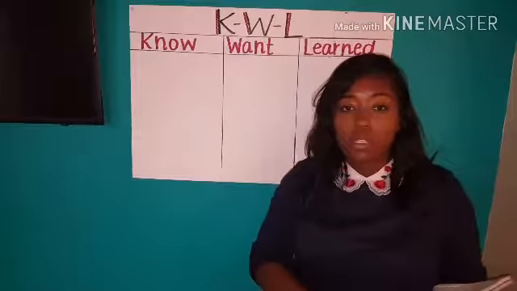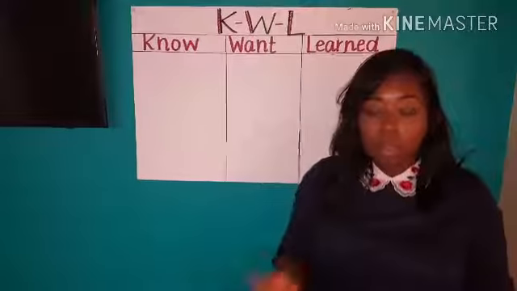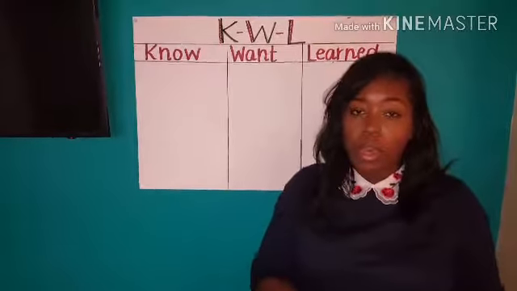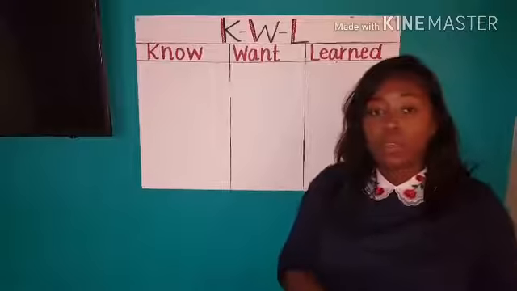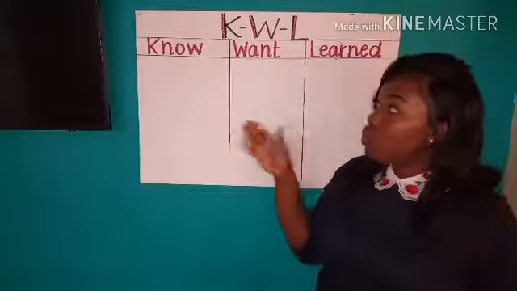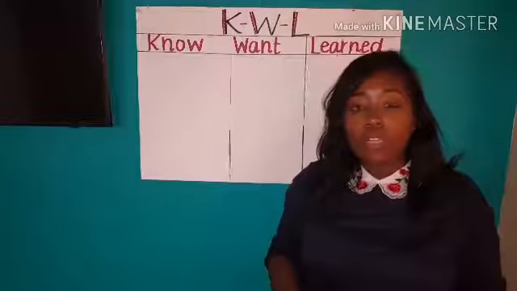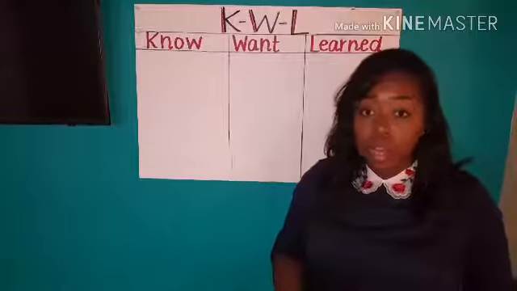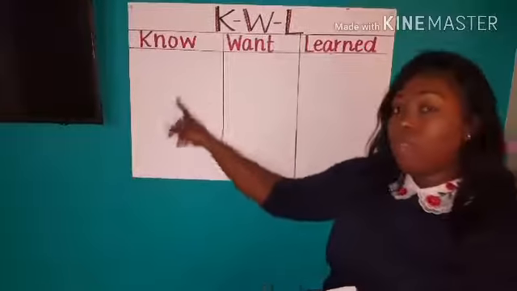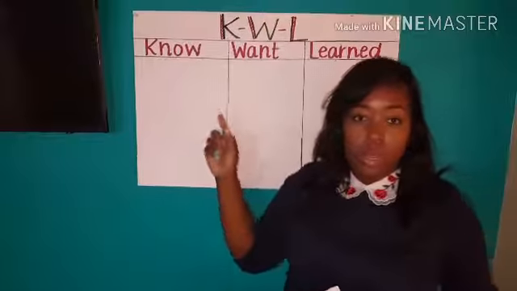So when you introduce a new content to students, preferably an expository piece before the reading, you want to do this KWL chart. What this is going to do, it does 3 things. First, it elicits students' prior knowledge. So this is what the K represents, so what the students already know.